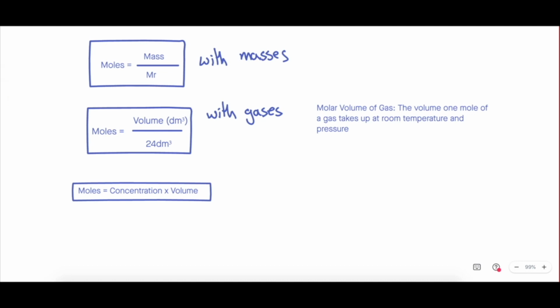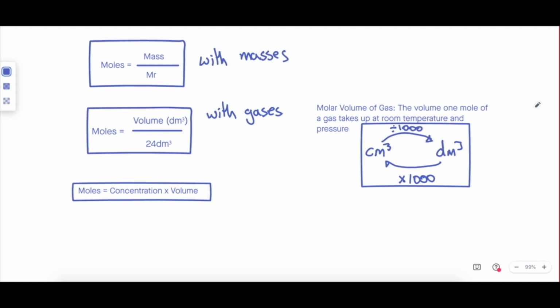Dm cubed is a unit that comes up quite a lot in chemistry A level. You need to know how to convert from centimeters cubed to dm cubed. And to do that, you need to divide by 1,000. So if you want to go from dm cubed back to centimeters cubed, you times by 1,000. This second equation doesn't come up in AQA, so you don't need to know it if you do AQA. The third equation is for titrations mostly, which we'll talk about later.